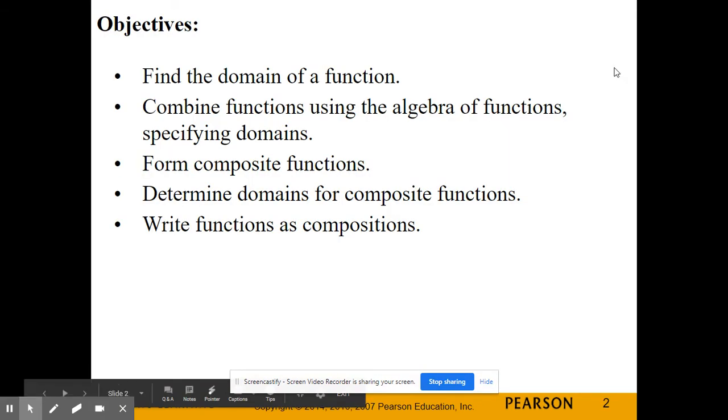Objectives: we're going to find the domain of a function. We're going to combine functions using the algebra of functions, specifying domains, so add, subtract, multiply, divide. Then we're going to talk about composite functions, and then we're going to talk about domains in relation to composite functions, which is why we're talking about it at the beginning as well, and then write functions as compositions.